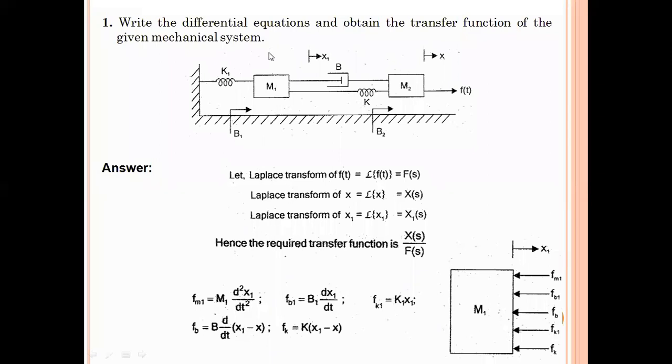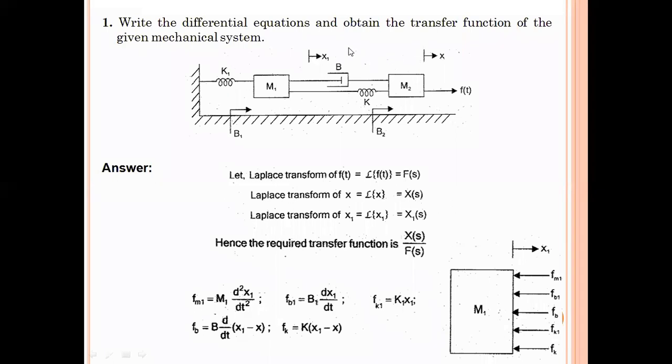Now, by seeing this system, we can determine what is the input and what is the output. See, this is the entire system. And here we are applying a force F of t on this entire system. So applied force is the input for this system, right? When we apply a force on this system, then the system will move. Movement is nothing but displacement technically. So displacement can be represented by the letter x.